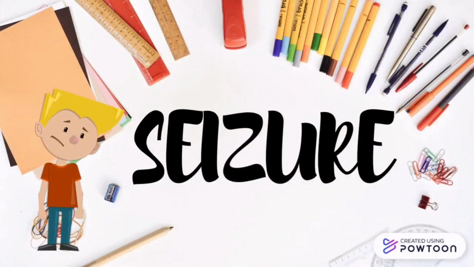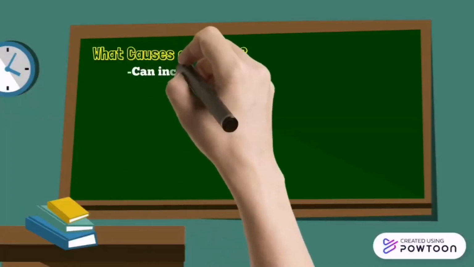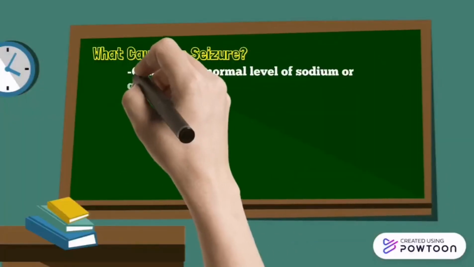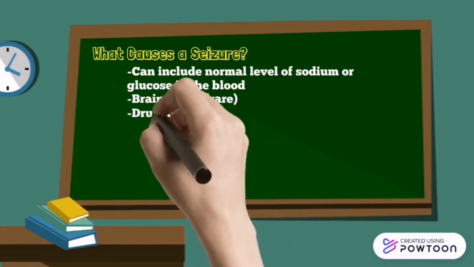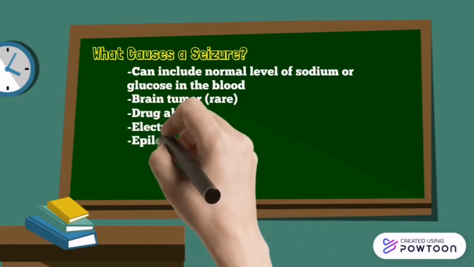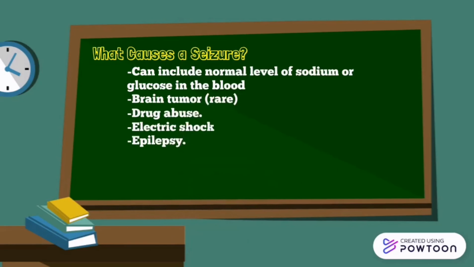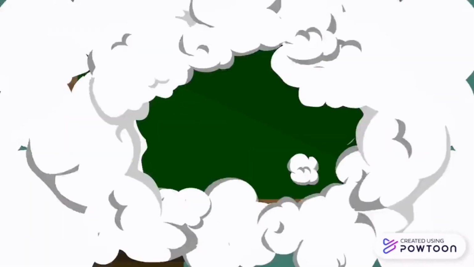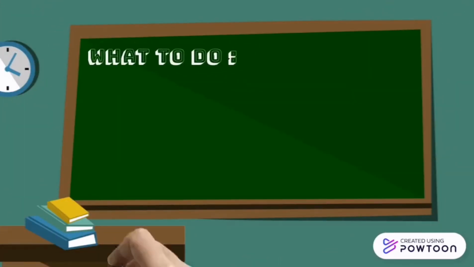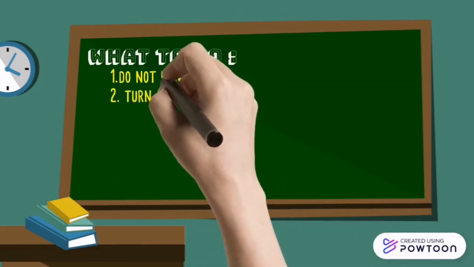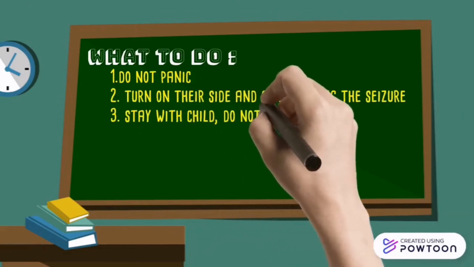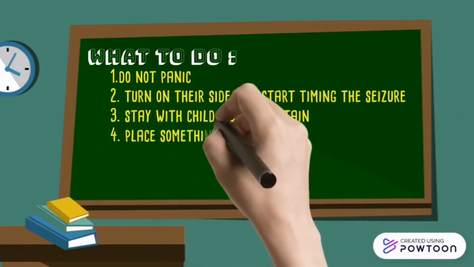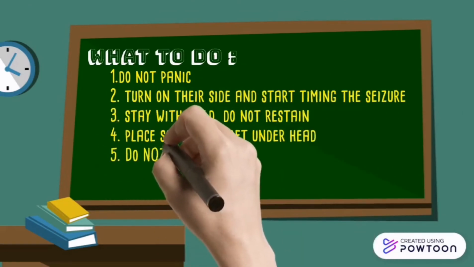How to treat seizure. The causes of seizure can include abnormal levels of sodium or glucose in the blood, brain tumor, drug abuse, electric shock, and epilepsy. What you need to do is do not panic, turn them on their side and start timing the seizure. Stay with the child, do not restrain.